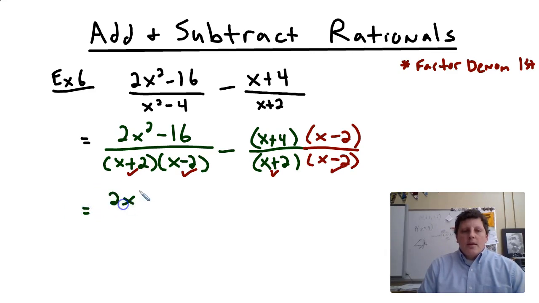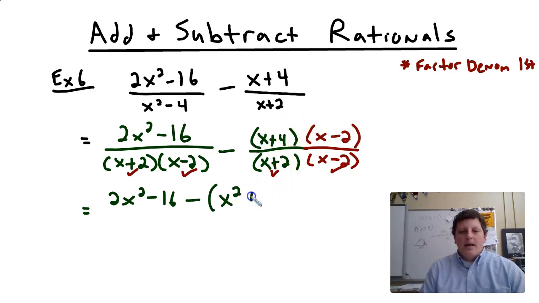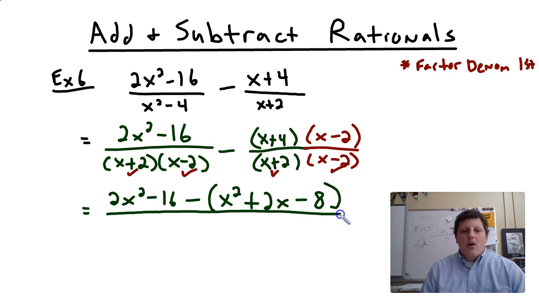So I've got 2x squared minus 16 minus, and I'm going to put parentheses here because it's minus all of this, and I have to multiply these two things together. I'm going to FOIL them first, outside, inside, last. And I'm going to use a little bit of a shortcut. So I'll start with the first, which is x times x. And I'll do the outside and inside together. So minus 2x plus 4x is positive 2x. And then I'll do last times last, which is negative 8. All of that is over our common denominator of x plus 2 times x minus 2.